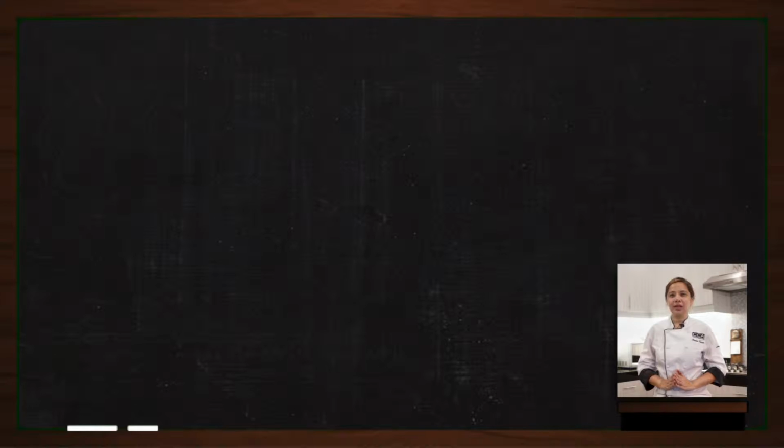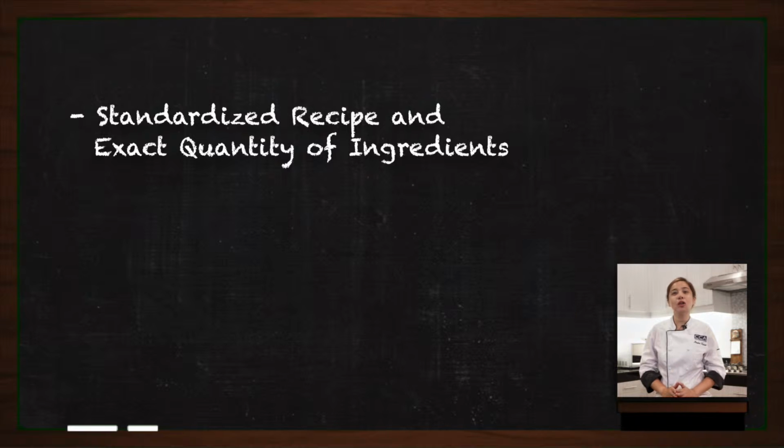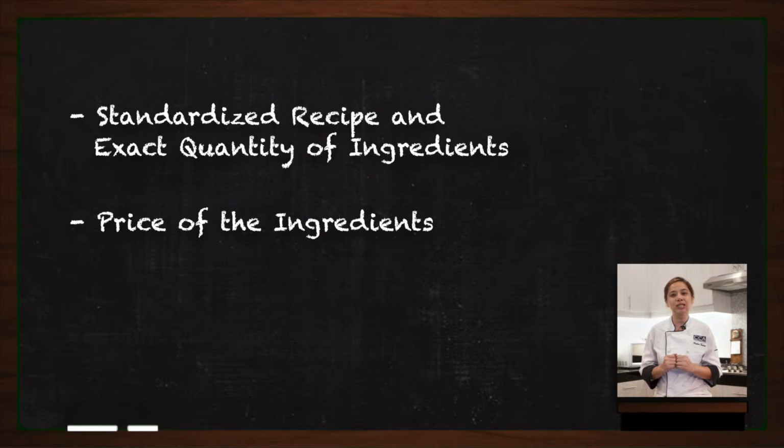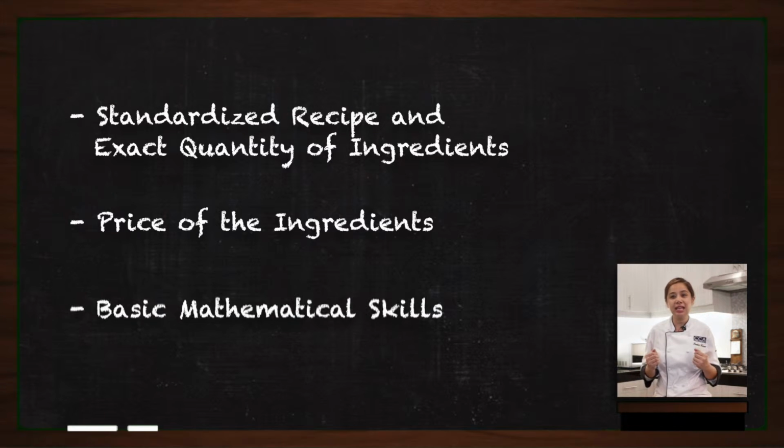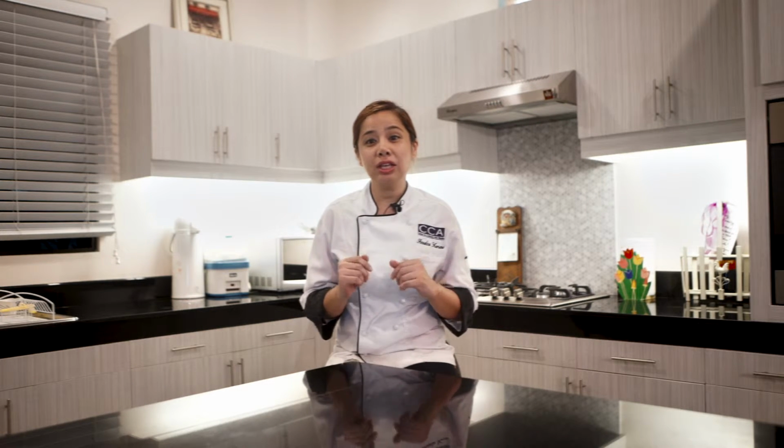Now that you know the reasons why it is important to determine or know the cost of your dishes, let us now focus on the skills and information that you should possess to help you with this task. You must have a standardized recipe that also shows the exact quantity of ingredients. You must also have the exact price of your ingredients. And lastly, your mathematical skills will come in handy. Possessing all these skills will enable you to determine food costs easily. But to make your task easier, Gardenia and I prepared a recipe costing sheet to help you.